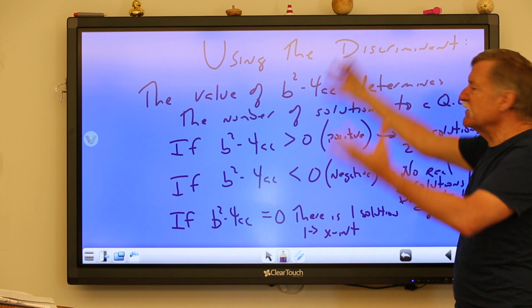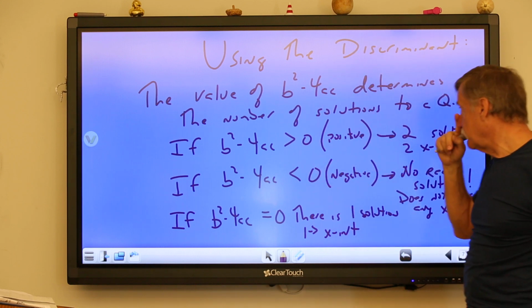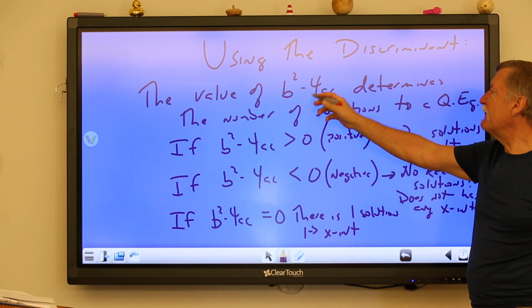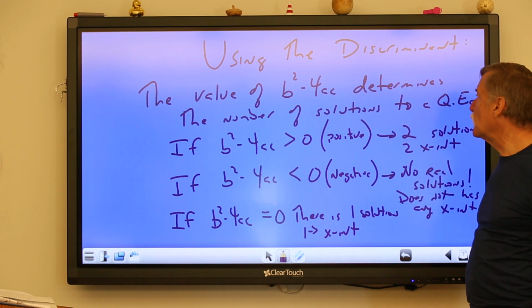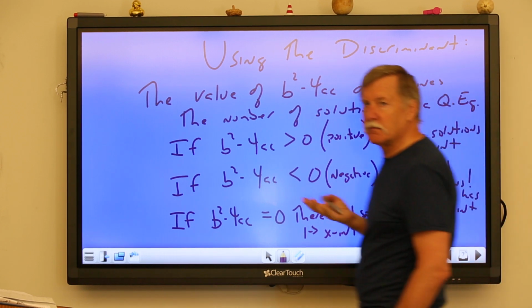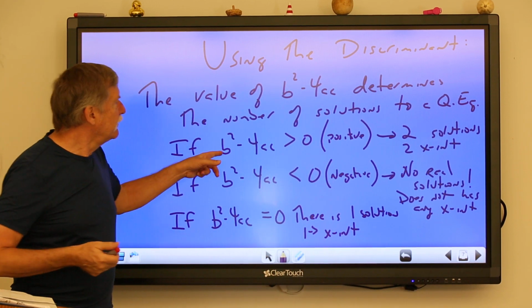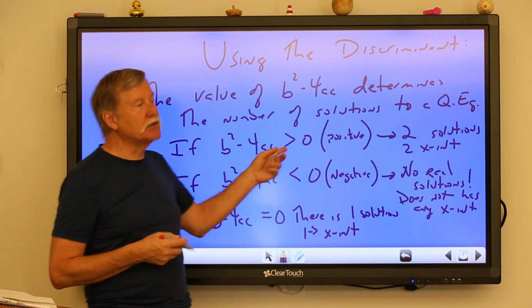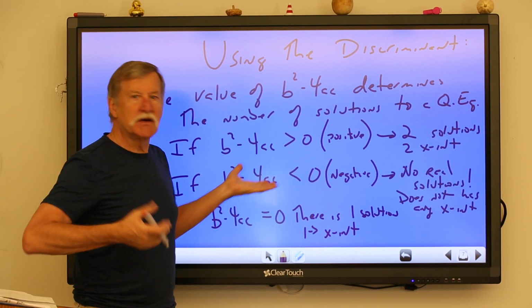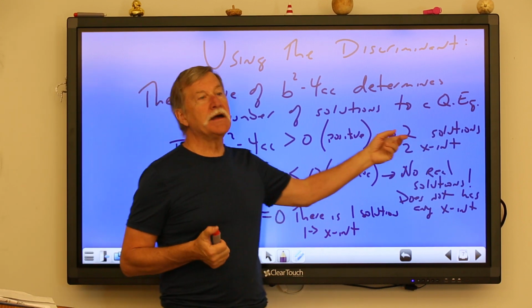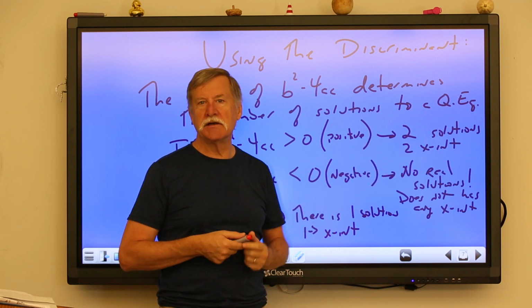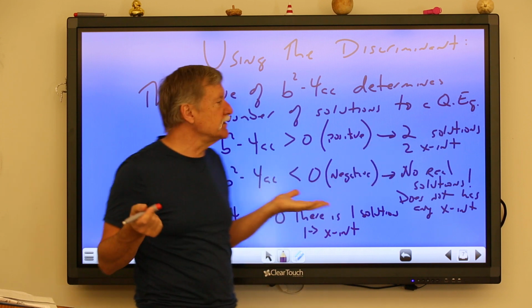So we can put this all together using the discriminant, the value b squared minus 4ac, and that determines the number of solutions to a quadratic equation. If b squared minus 4ac is greater than 0, your discriminant is positive, then you're going to have two solutions and the graph will intersect the x-axis in two places.